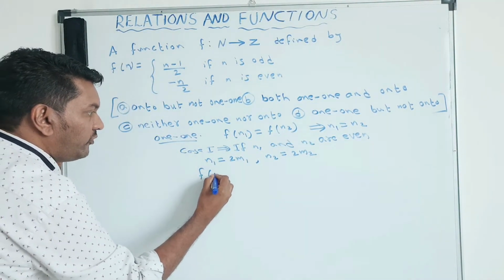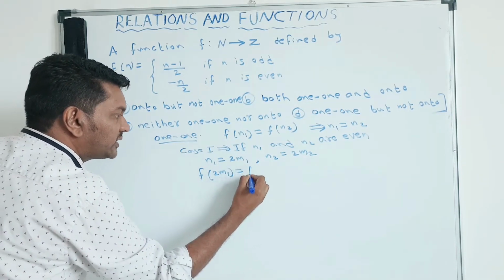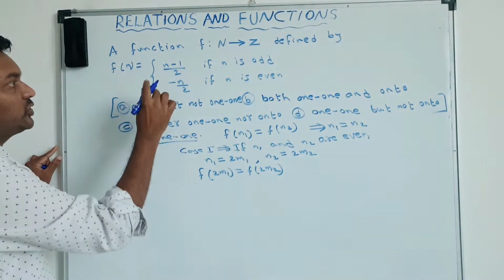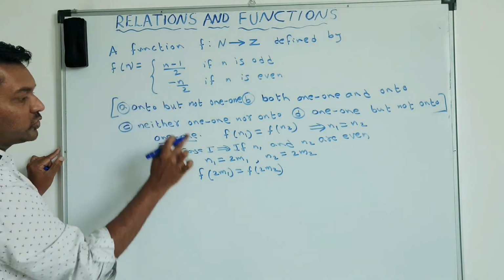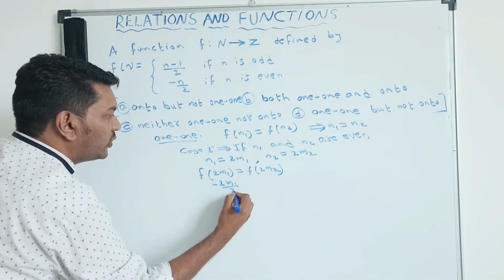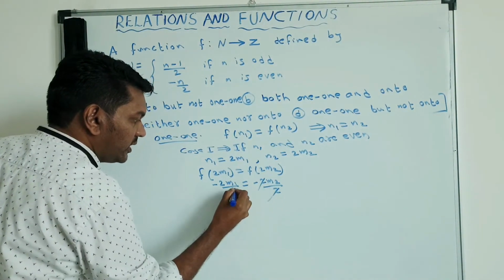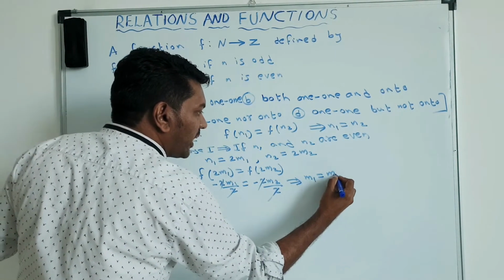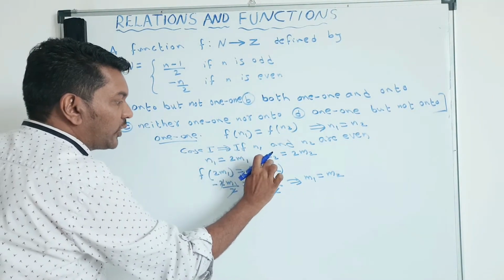So f of n1 equals f of n2 means f of 2m1 equals f of 2m2. Substituting here, f of n is minus n by 2. So f of 2m1 means minus 2m1 by 2 equals minus 2m2 by 2. Cancelling this, from here you are getting m1 equal to m2, which means n1 will be equal to n2.